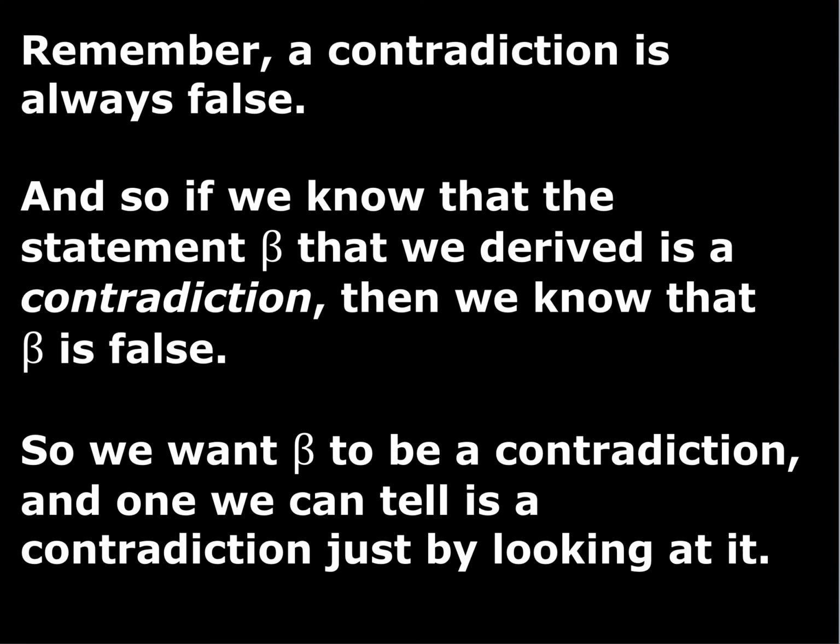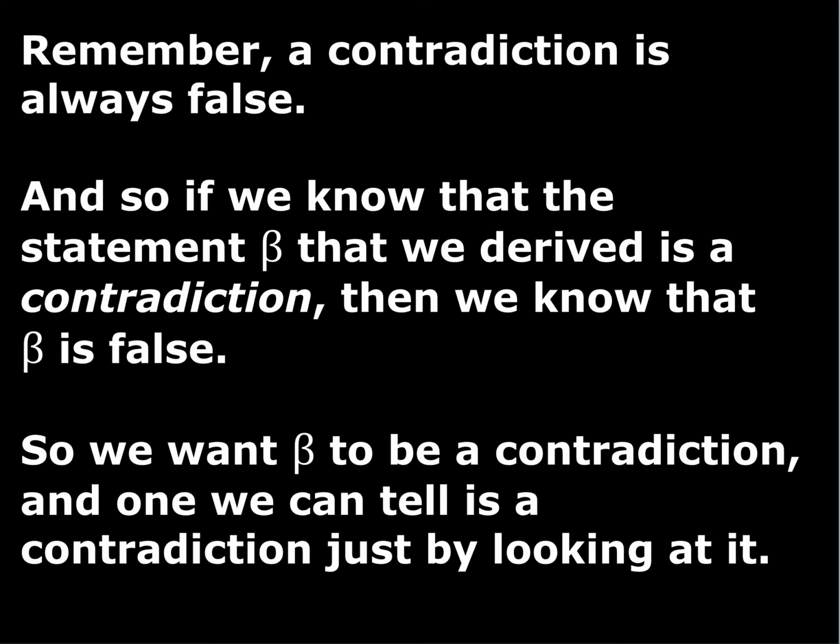And moreover, we want it to be a statement that we can tell is a contradiction by just looking at it. So remember when we were doing truth tables to determine whether a statement was a contradiction, sometimes you couldn't tell just by looking at it. It might be a really complicated statement and you'd have to do a truth table. We don't want that. We want the beta to be something that we can just look at and see as a contradiction. And that's why we want beta to be not just any old contradiction, but an explicit contradiction.